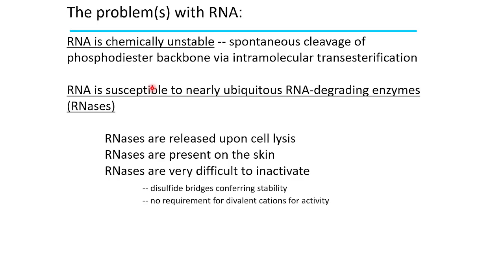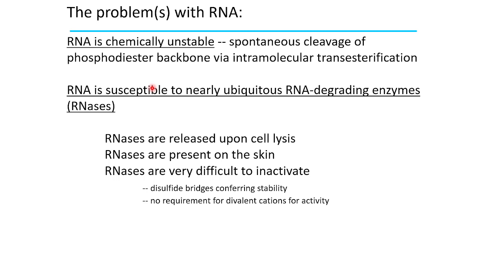So what is the problem which we face with RNA? One is that your RNA is chemically unstable. The spontaneous cleavage of the phosphodiester backbones via intermolecular transesterification occurs, so these 2' OH groups make them susceptible to hydrolysis, because of which your RNA is chemically unstable.